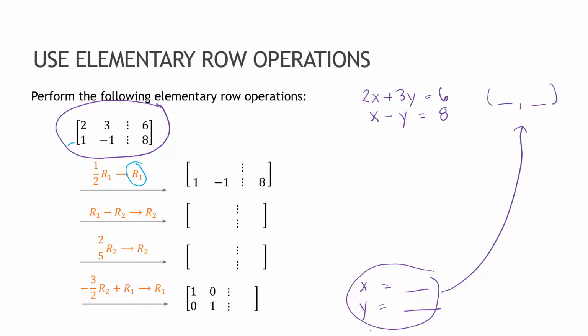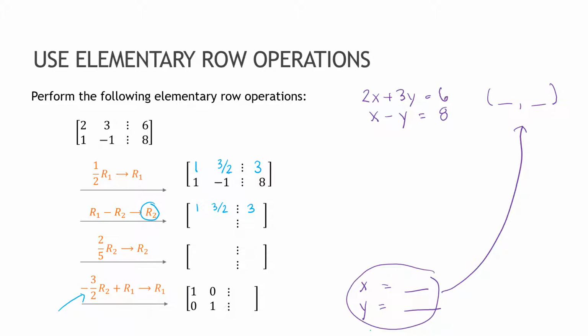To get my new row 1, I'm going to take half of the existing row 1. So that's half of 2 is 1, half of 3 is 3 halves, half of 6 is 3. So I took that original row 1 and took half of it. Now, notice the only one changing is row 2, so row 1 is just going to be recopied, 1, 3 halves, and 3. And yes, I could make 3 halves into 1.5. I'm going to leave it as a fraction, and you'll see why when I get down here.